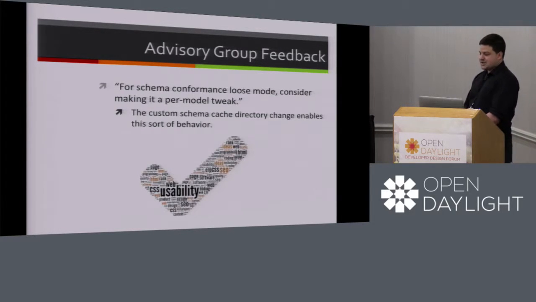So for schema conformance, we want to do it pretty much per model tweak. And the caching change that I made, where you can specify a custom schema cache directory, kind of enables this sort of behavior because you're allowed to mutate models for specific mounts while leaving the other ones intact.